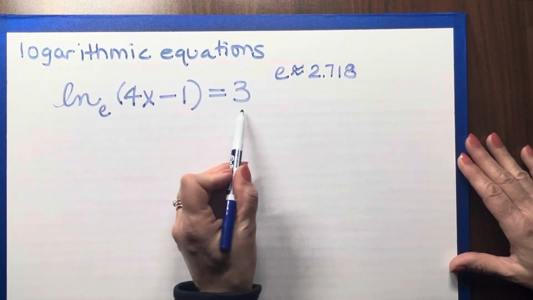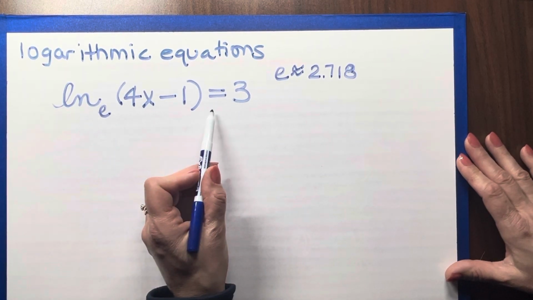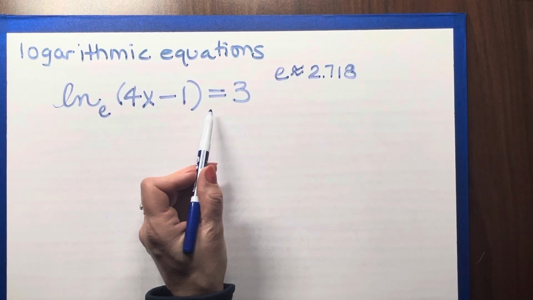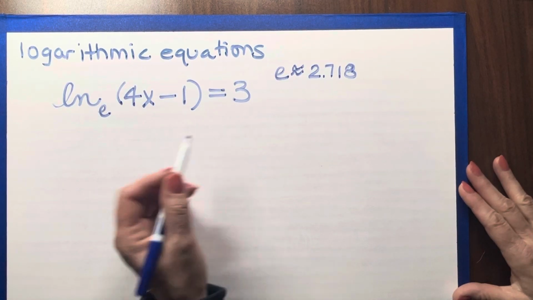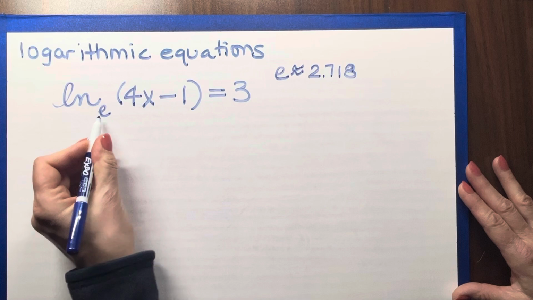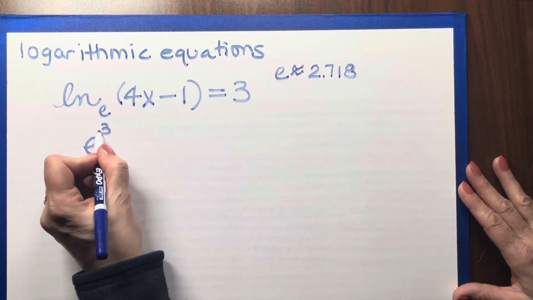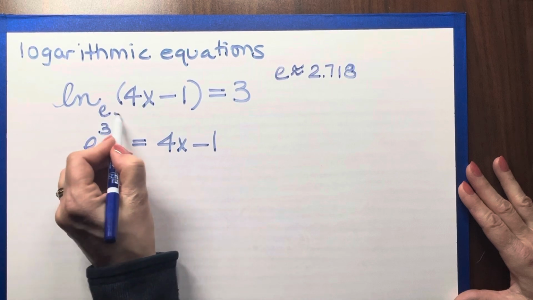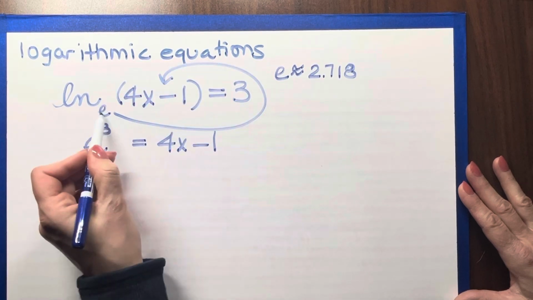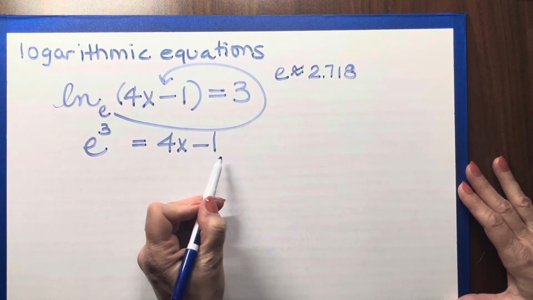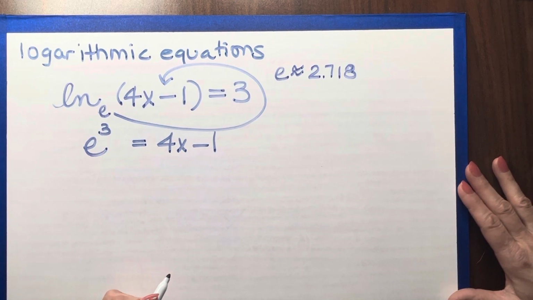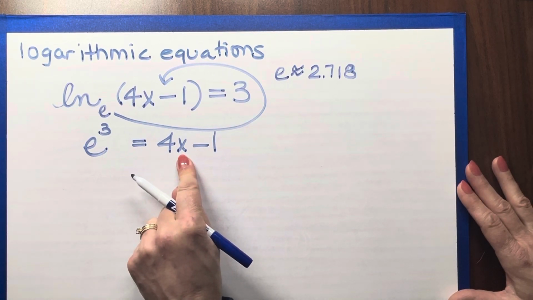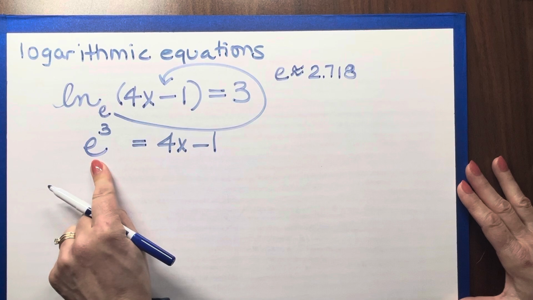So what I'm going to do is, this is written in log form, so I'm going to just turn this into exponential form. So e to the 3rd power is equal to 4x minus 1. I use what I call the log loop, and I go in the order of my loop, and that's how I convert it into exponential form. So here's the variable we're trying to solve for. Remember, e is a constant.